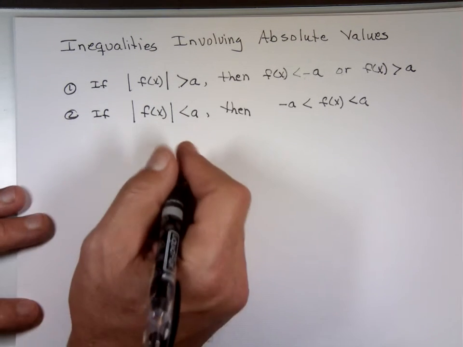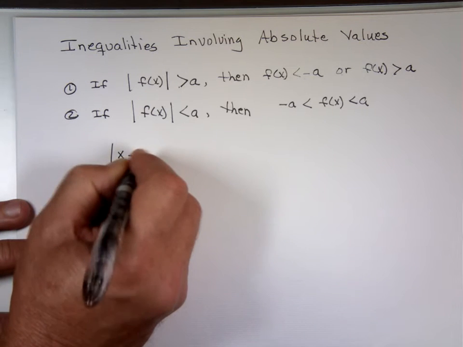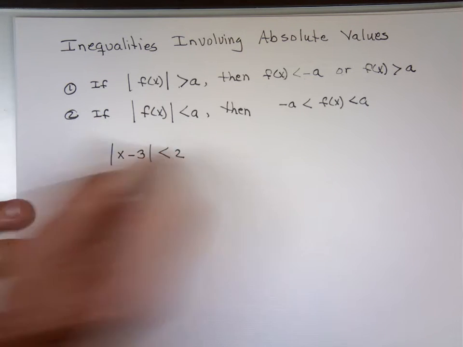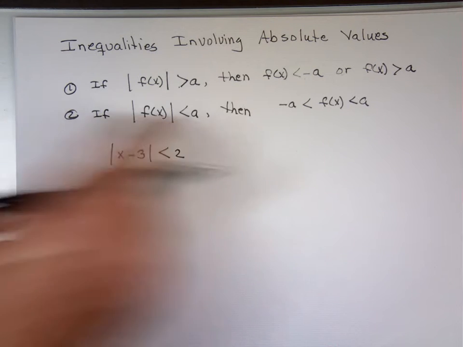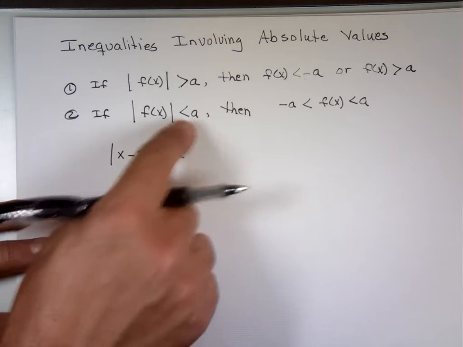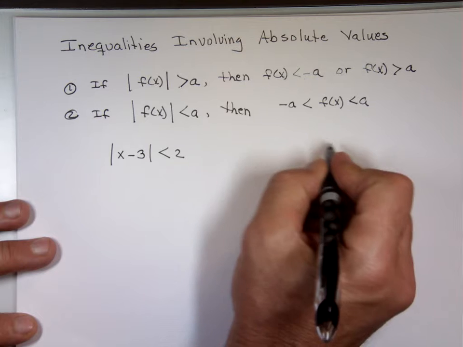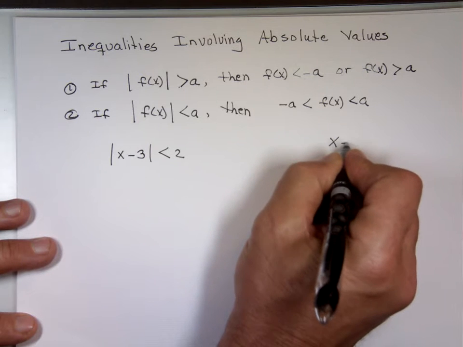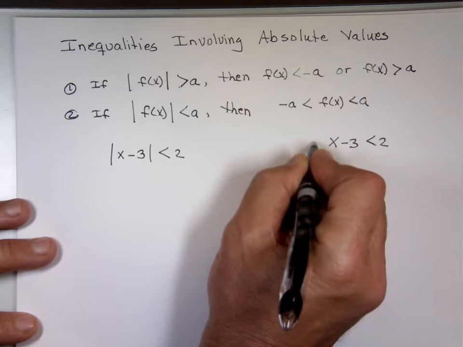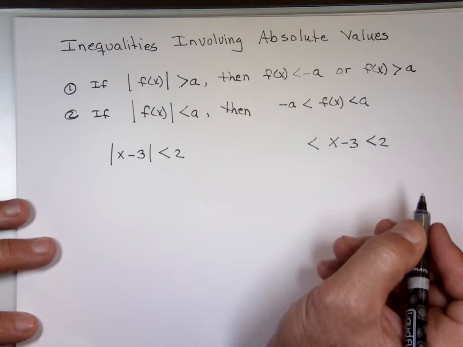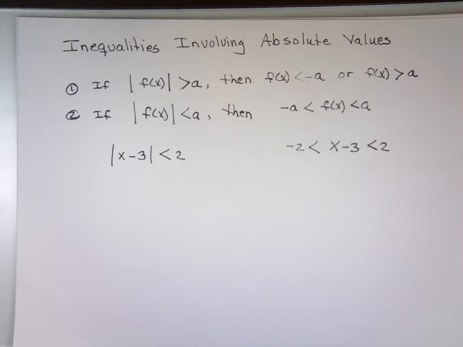An example, I have this one. Is that 1 or 2? Do we have greater than or less than? Less than, so it's 2. I should be able to take this problem now and rewrite that as x minus 3, without the absolute value, less than 2 and greater than what? Negative 2. And now we solve it.